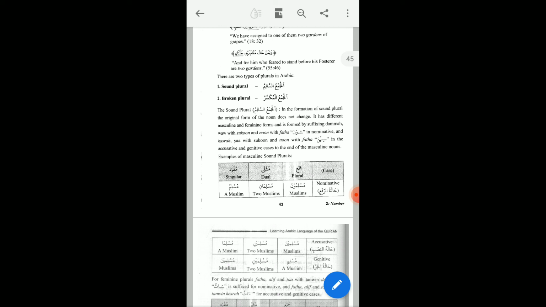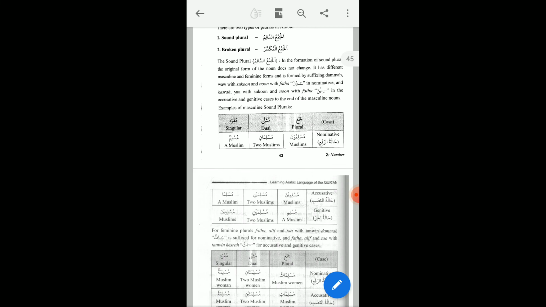Muslimun is one Muslim, in the subjective case. Muslimuna, many Muslims, is in the subjective case, a nominative case. And in kasra, it is ya with sukoon and noon with fatha, ina. For example, Muslimun, one Muslim, Muslimina, in the accusative and genitive cases, at the end of the masculine nouns.